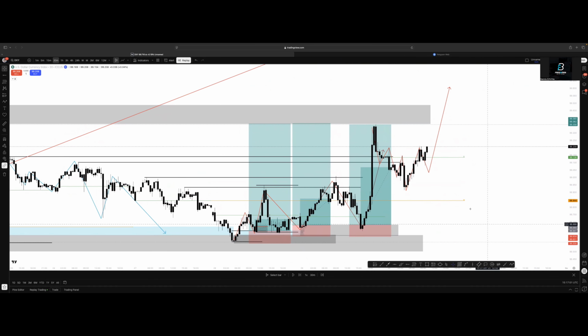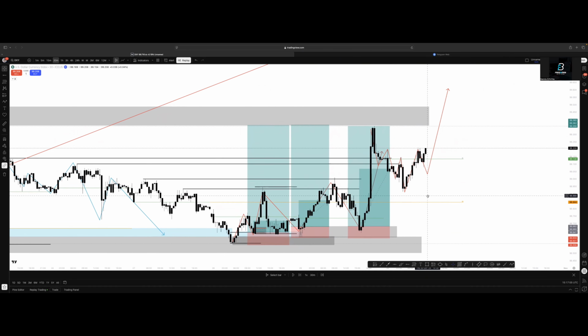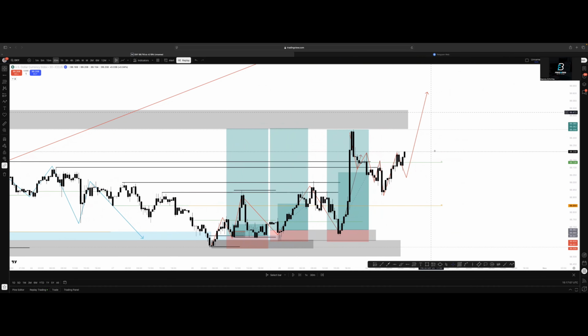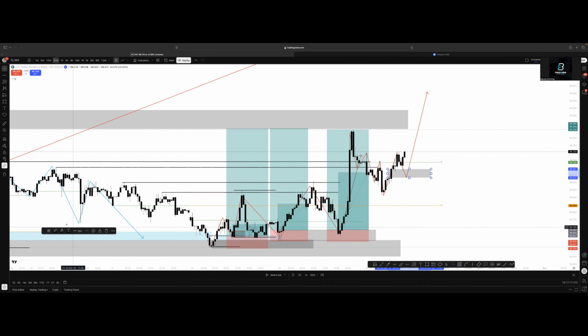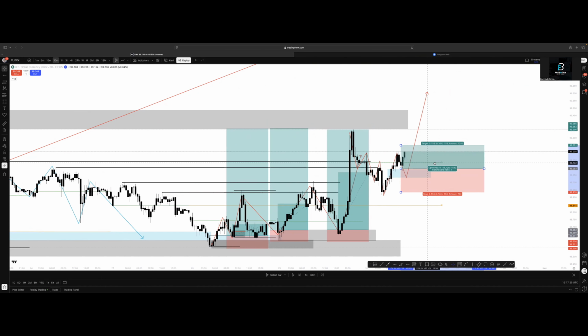Now, what happened here is as soon as price broke this structure, it's telling you now that the higher time frame wants to keep on going up, right? So you start looking for zones to buy, like this imbalance. You can buy from this imbalance right here.